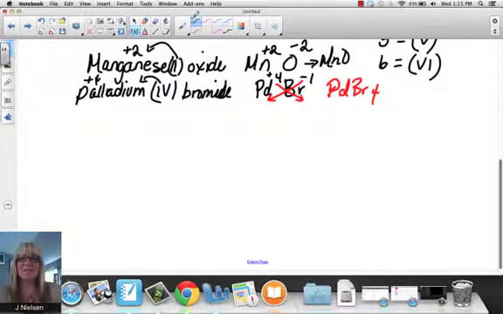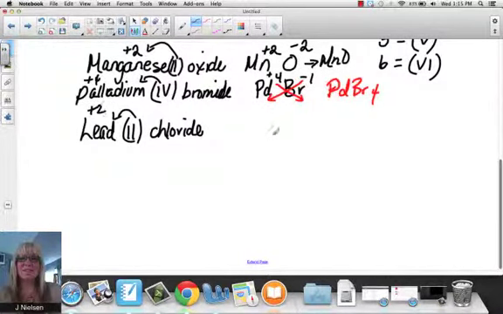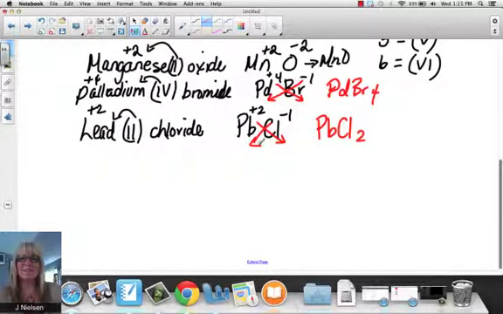Okay, let's do a couple more. How about lead 2 chloride? Lead, Roman numeral 2, chloride. This 2 is for the lead. Lead is Pb, so that's a +2. Chlorine is -1. So when we drop and cross on this, it's PbCl2 because we don't write the 1. Let's look at chromium.